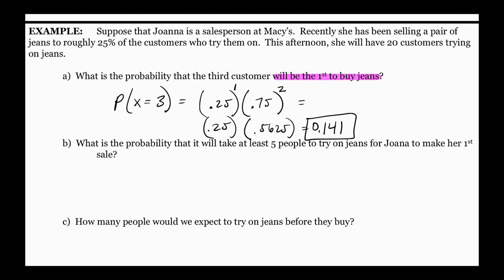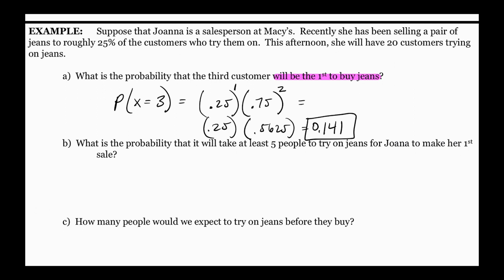What is the probability that it will take at least, okay, so now we're seeing one of our words that we've seen before, at least, right? 5 people to try on jeans to make her first success. So if at least 5 people try on her jeans, when's the first success? 6 is going to be the first one, right? Because if at least 5 people try on her jeans to make her first sale, well, actually, no, 5 will be it. Yeah, 5 will be it.